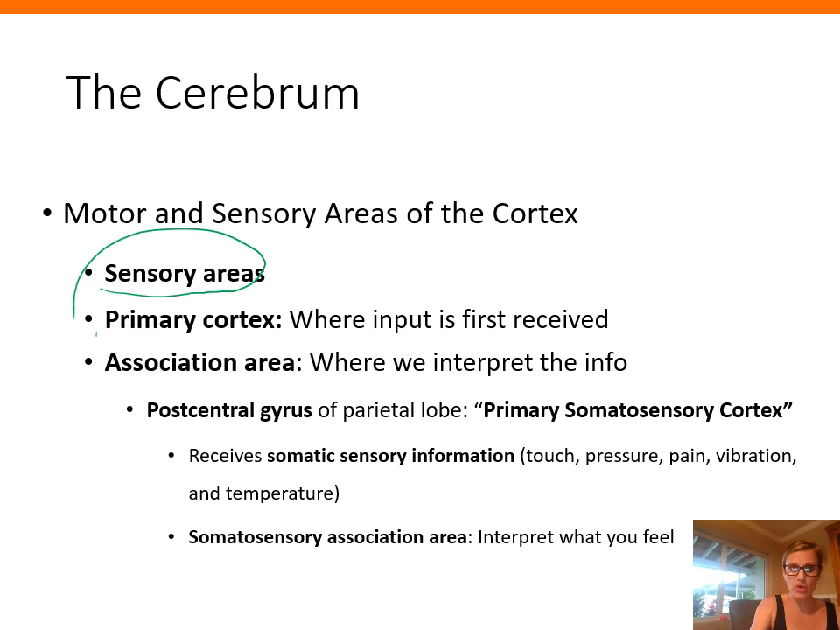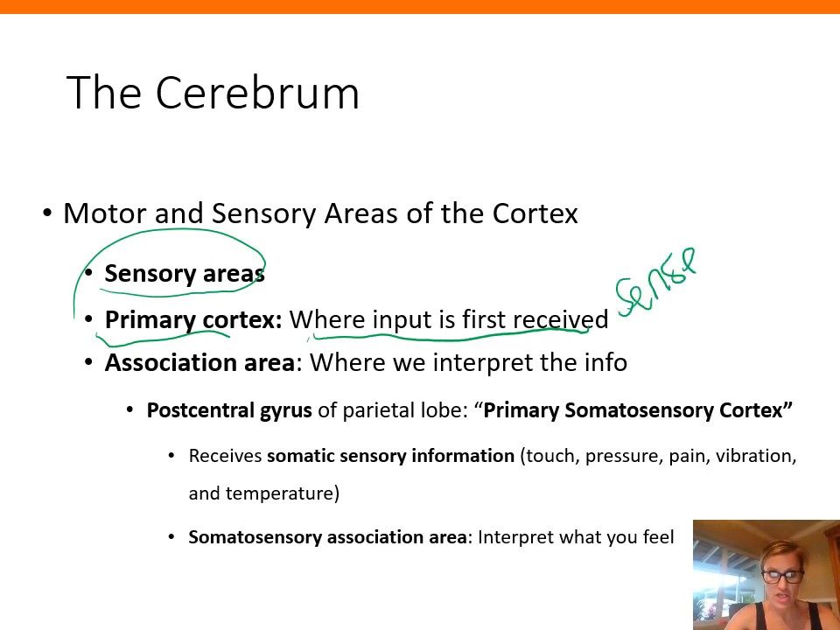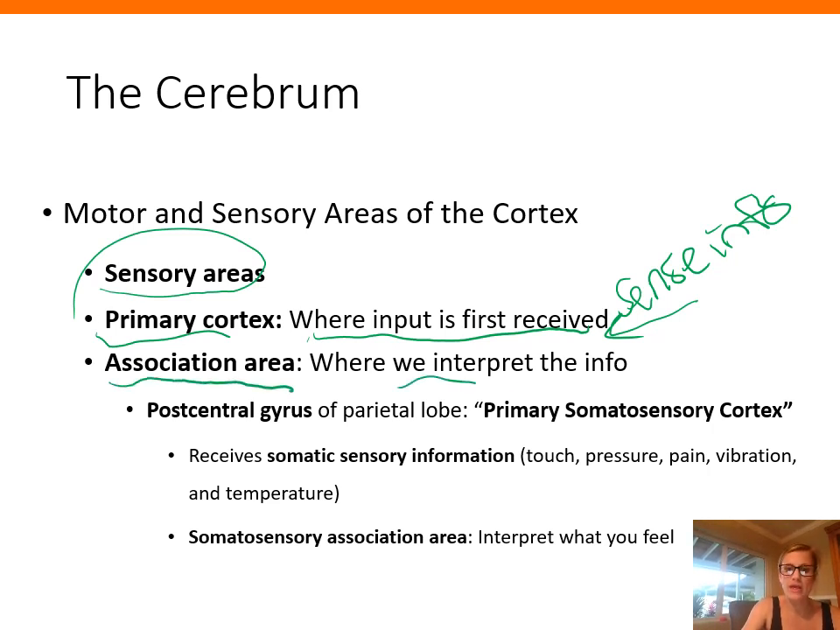The primary cortex is going to be the area where the input is first received, where the sense information is first received. So from your eyes, for example, where the information is first coming into your brain, that's the primary cortex. The association area is the area where we interpret the information, where we make sense of it. So it's not just raw data, it's something that we understand.